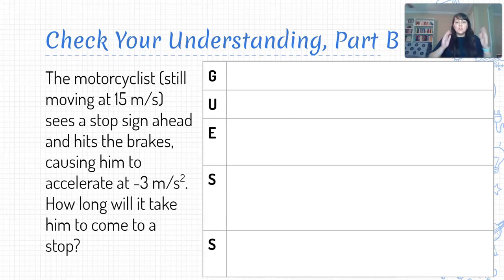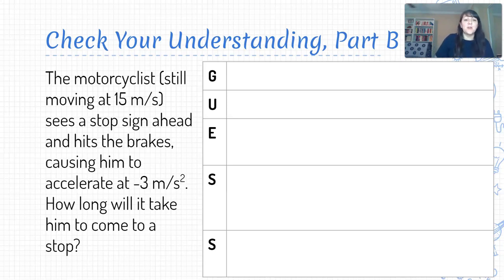All right. So the second part of this problem is that our motorcyclist, who is still moving along at 15 meters per second, sees a stop sign, hits the brakes, and accelerates at -3 meters per second squared. How long is it going to take this motorcyclist to come to a stop?